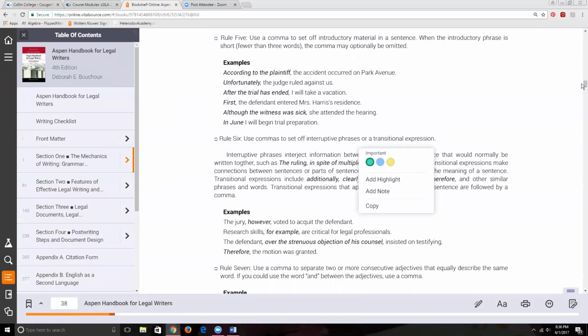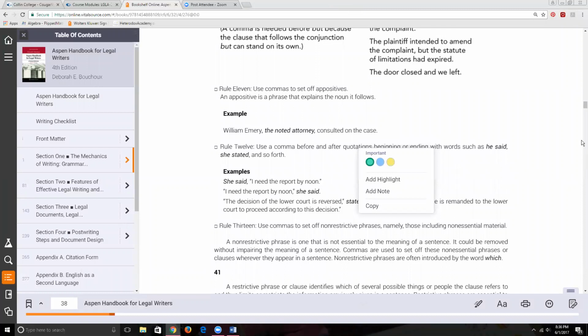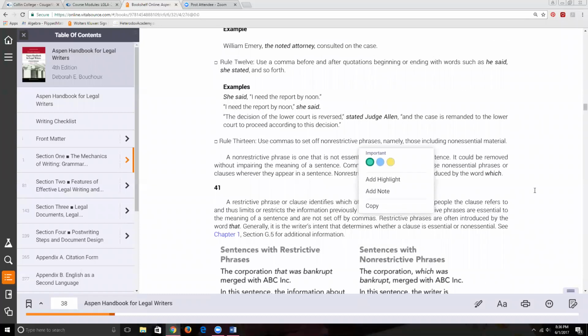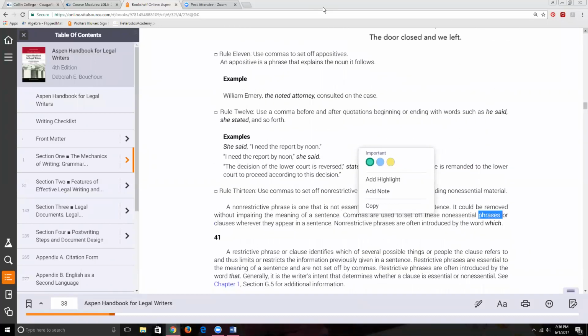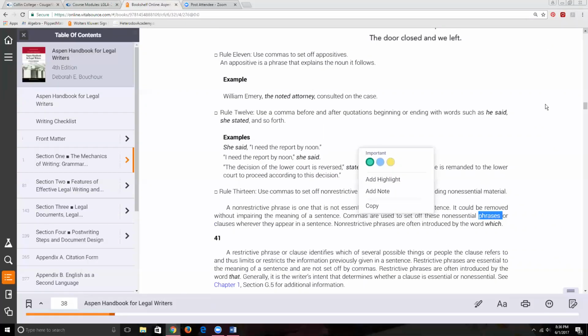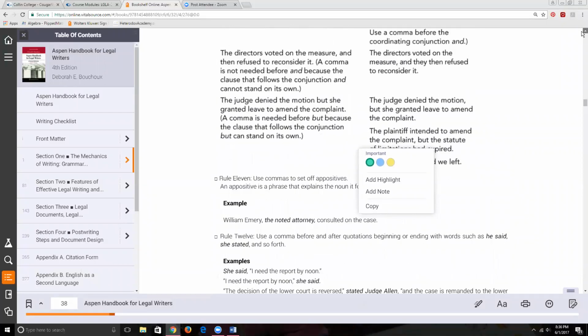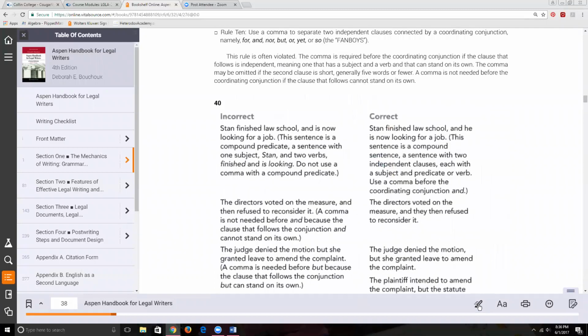How do I get that to go away? Here we go. Okay, I do not know how to make that happen. Let me flip on over to another screen. There we go.